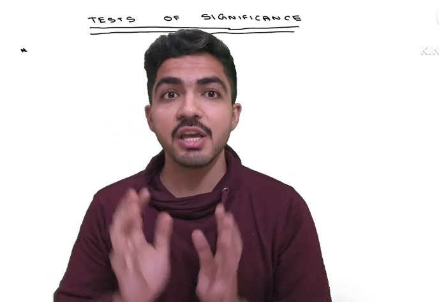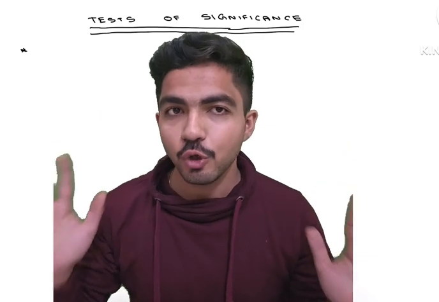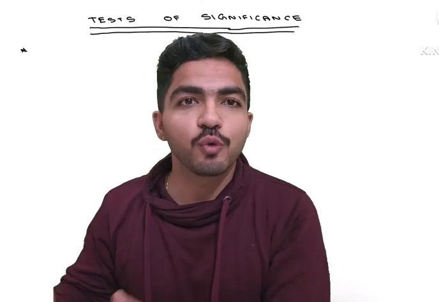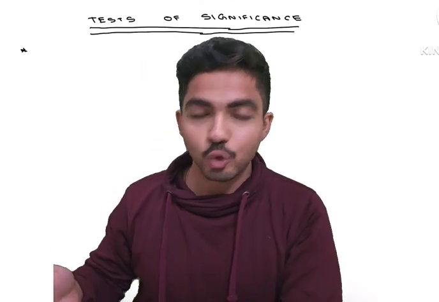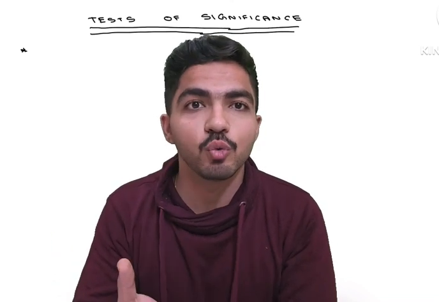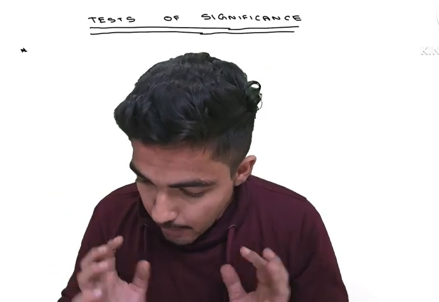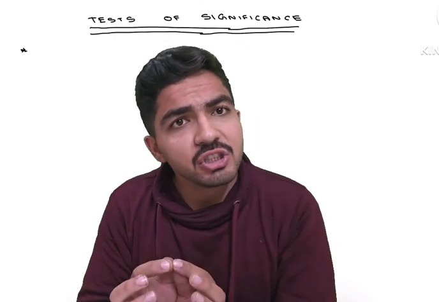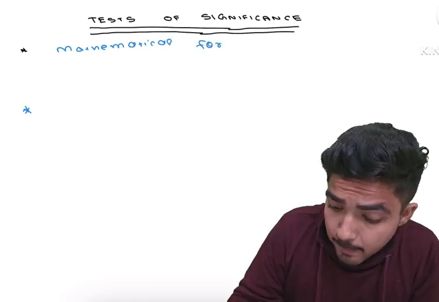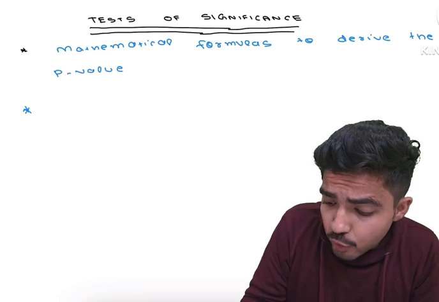Now, the computer which I was talking about in the previous video is not any computer; these are the tests of significance. So these are the tests which can generate a value, that is the p-value. If you are not able to correlate with me, please give me your important time and watch my lecture on the concept of p-value. So tests of significance are the mathematical formulas to derive the p-value.